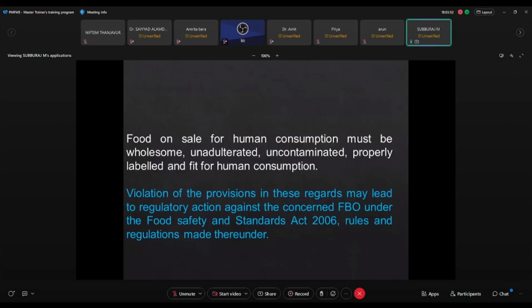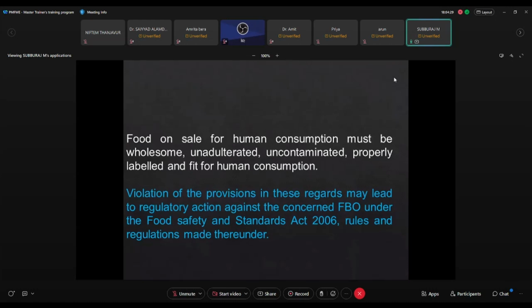Further, it told that food on sale for human consumption must be wholesome, unadulterated, uncontaminated, properly labeled and fit for human consumption. No ambiguity, no doubt in this one. What is the food? How is the regulation coming? Very perfectly told. And if anyone violates this, they may be punished by the Food Safety and Standards Act 2006 and the rules and regulations made thereunder.